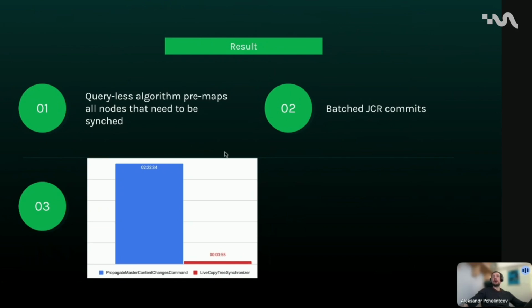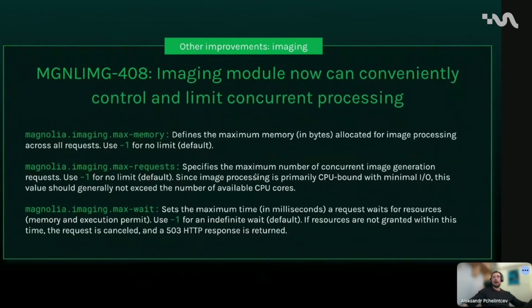And this information gave us food for thought on how to improve the performance of the module. And we have implemented the queryless algorithm that premaps master trees to live copy trees, optimizes the JCR commit batches, and the synchronization process improved up to 50 times. Of course, we're talking about extreme cases with large trees, but generally that's a huge, orders of magnitude improvement in performance there.